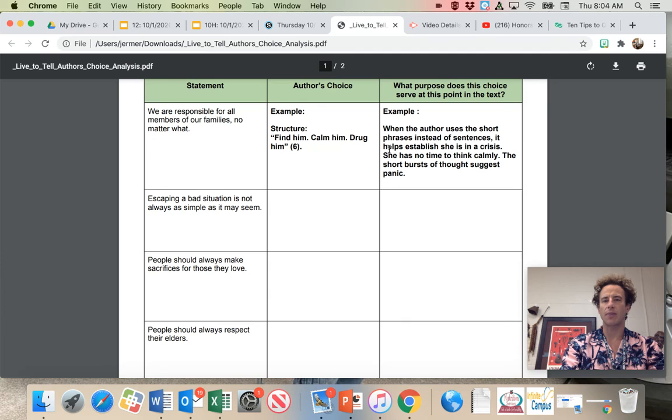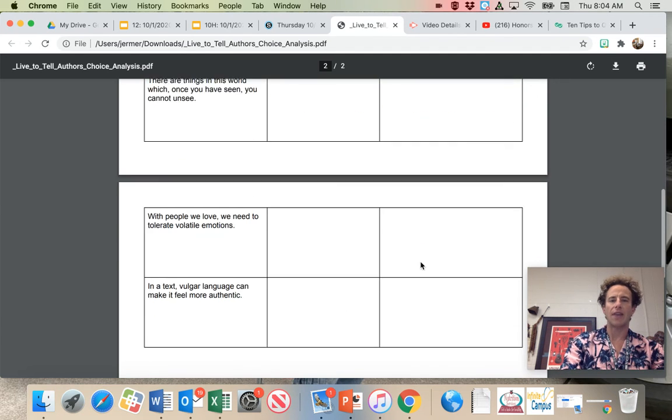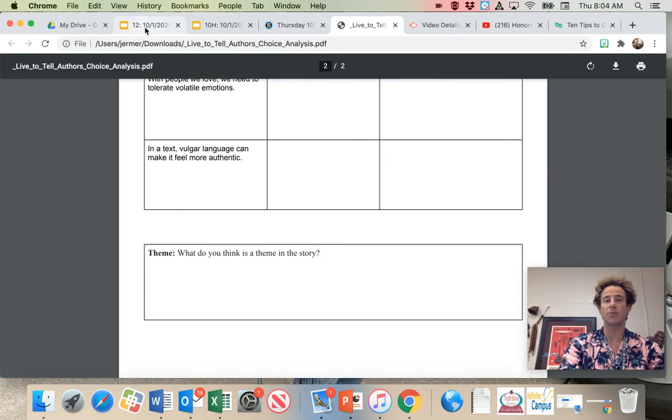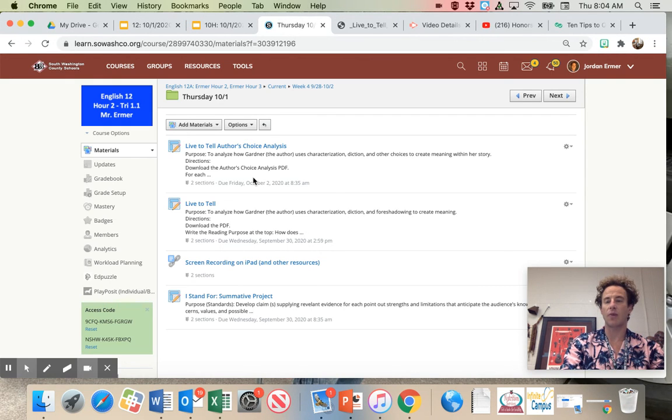So use my example or use Miss Acosta and my example to help guide you through. At the end of that, you're just coming up with a theme. What do you think the theme of the story is? If you don't remember what theme is, look at Monday's activity, look at the word splash. You know what it is because you put it in your own words. That's it. We're going to continue working with what you believe the theme of the story is tomorrow.